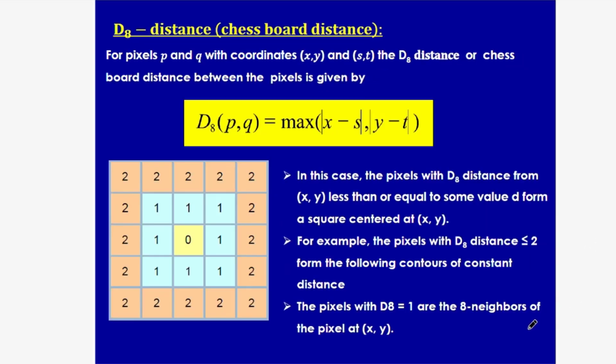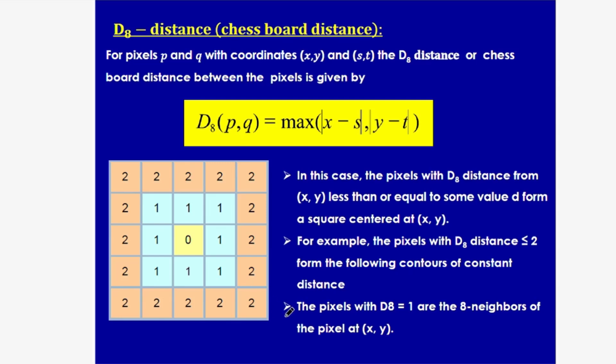Another distance is the D8 distance. This is the formula: max of (x minus s, y minus t). It results in the maximum value. In a similar way, if you find the pixels whose D8 distance is less than or equal to 2 and arrange those pixels, it forms a chessboard. So these are the three distance metrics.